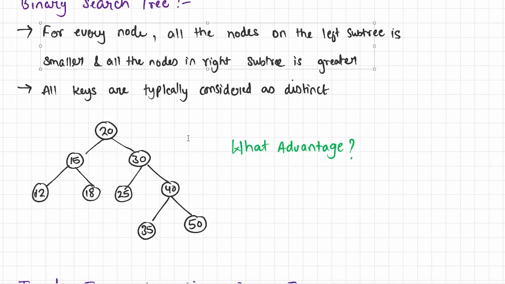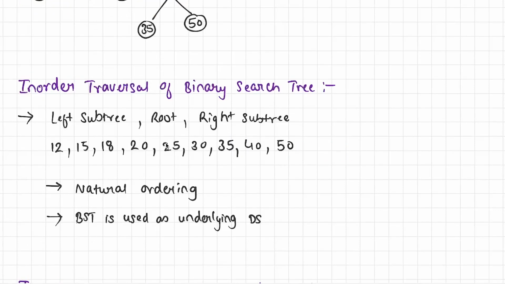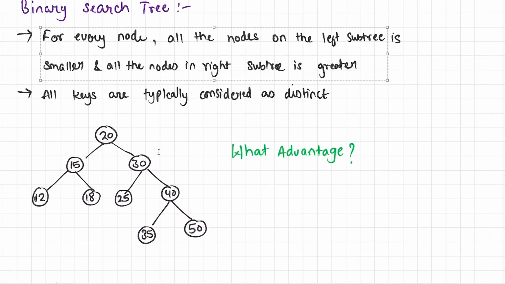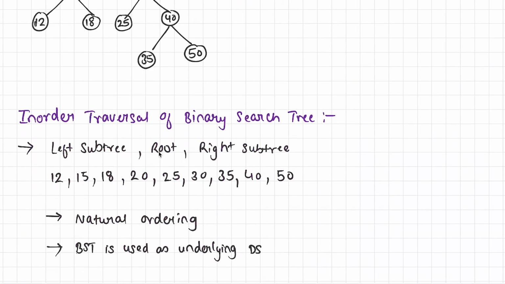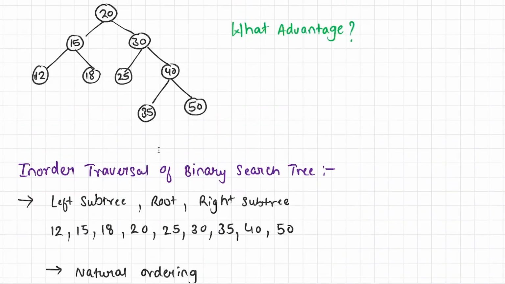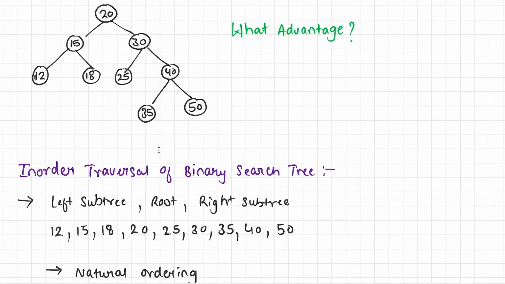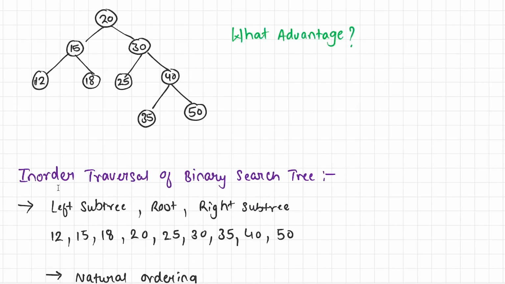Now you might have a question: what is the advantage we get when we impose these strict properties on this tree? Well, the advantage of imposing this property lies in the in-order traversal of the binary search tree. What is meant by in-order traversal? It is just a way of traversing all the nodes of the binary search tree. In in-order traversal, we first traverse the left subtree, then the root, and then the right subtree.